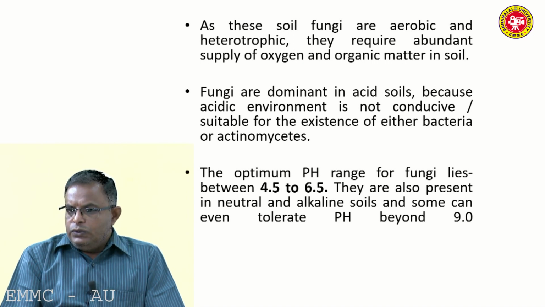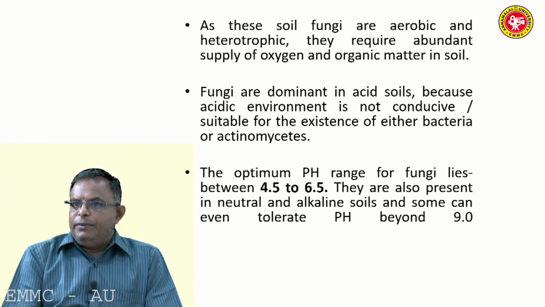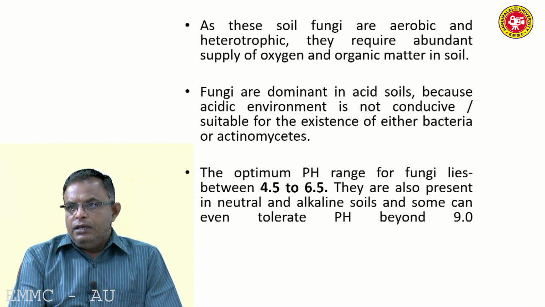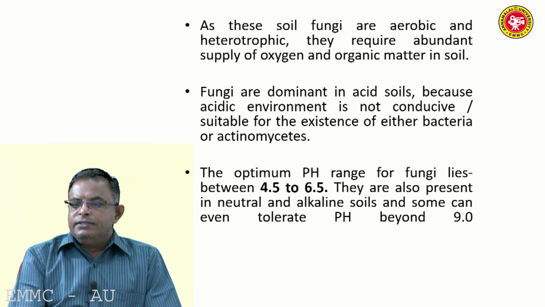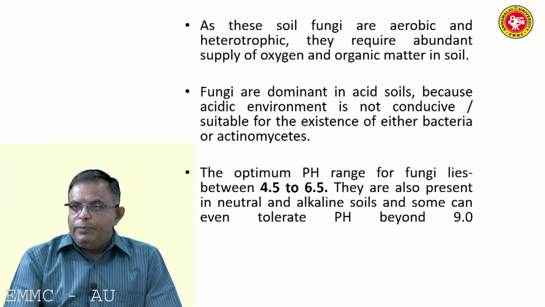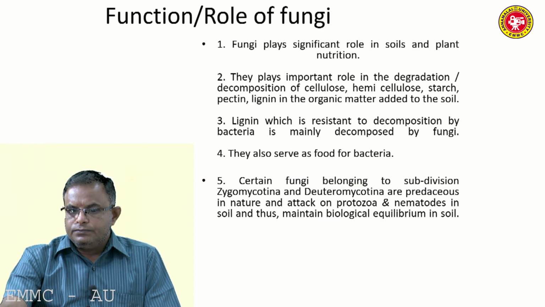As these soil fungi are aerobic and heterotrophic, they require an abundant supply of oxygen and organic matter in soil. They are dominant in acid soil because an acidic environment is not conducive or suitable for the existence of either bacteria or actinomycetes. So, fungi grow more in acidic soil. The optimum pH range for fungi lies between 4.5 and 6.5. They are also present in neutral and alkaline soil, and some can even tolerate a pH beyond 9.